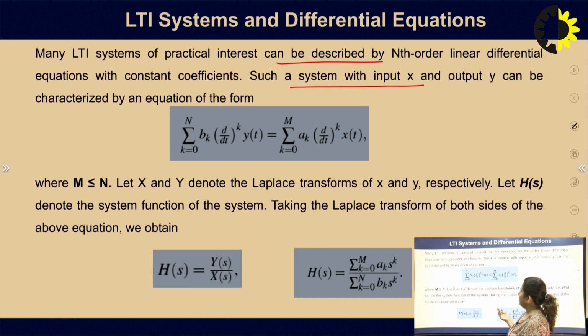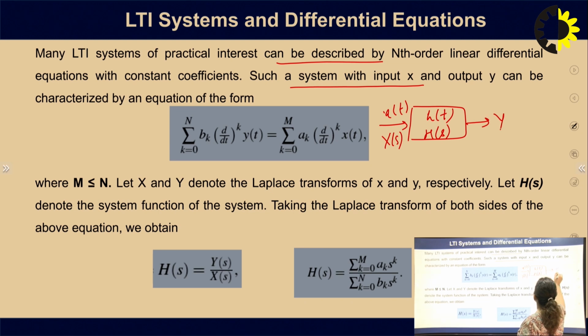Because it's an LTI system, we have input x(t), whose Laplace transform is X(s), the system impulse response h(t), whose Laplace transform is H(s), and output y(t), whose Laplace transform is Y(s). So we have the expression H(s) equals Y(s) upon X(s), which we can also write as H(s) equals summation over k equals 0 to m of ak s to the power k upon summation over k equals 0 to n of bk s to the power k.